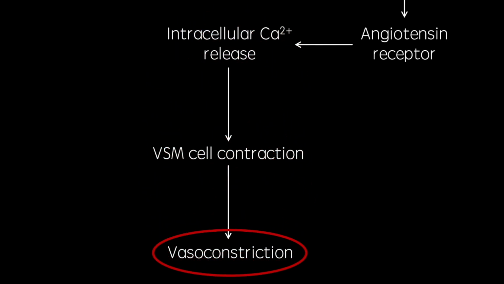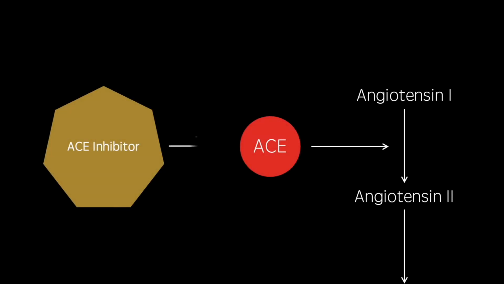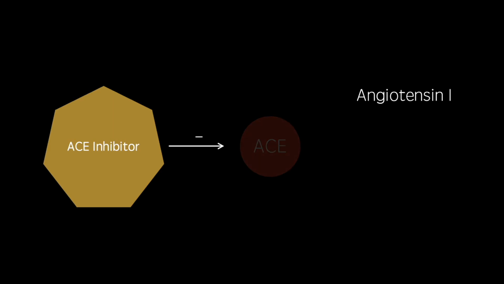ACE inhibitors, as their name suggests, inhibit ACE, meaning angiotensin 1 is not converted to angiotensin 2 and its downstream effects do not occur. This results in vasodilation, relieving the pressure which the heart must pump against, and therefore relieving the symptoms of heart failure. Drugs in this class include captopril and ramipril.